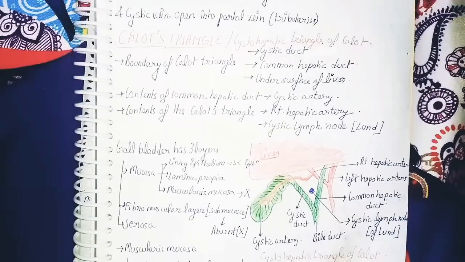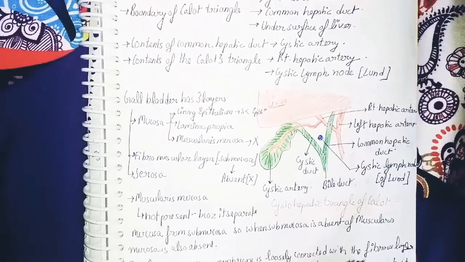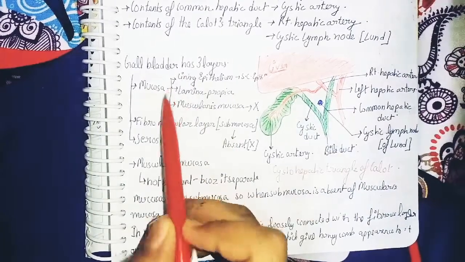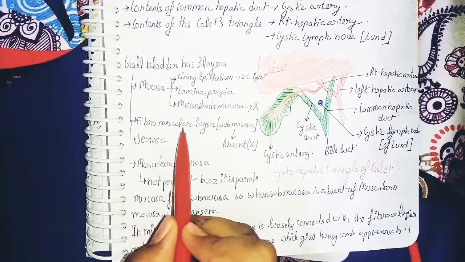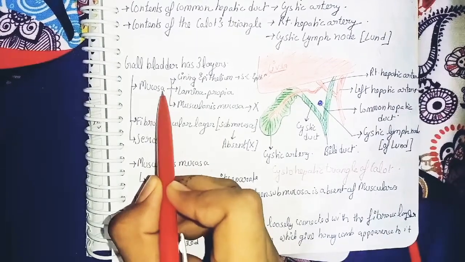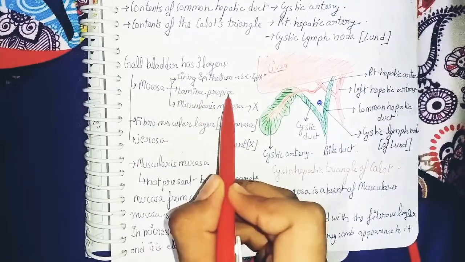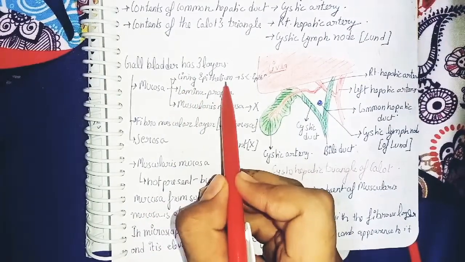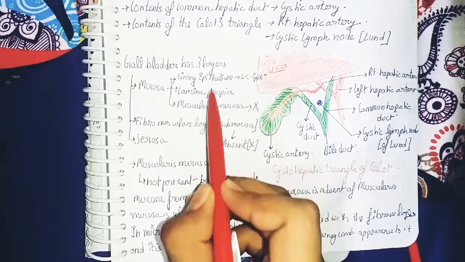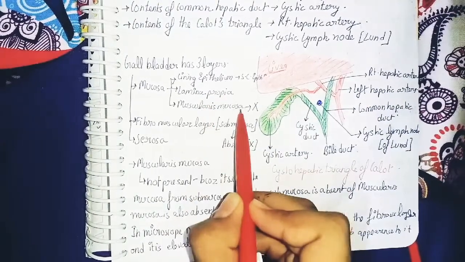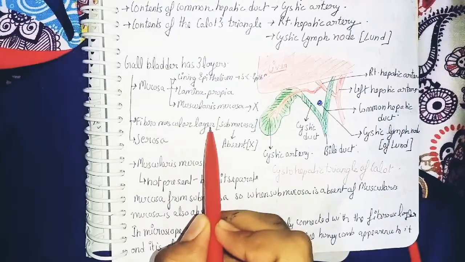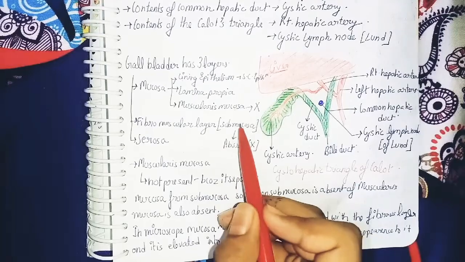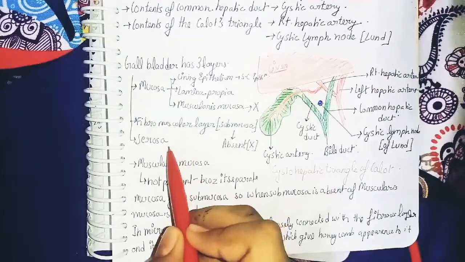Now coming to the various layers of the gallbladder. The gallbladder has three layers: mucosa, fibromuscular layer and serosa. Usually the mucosa has lining epithelium, lamina propria and muscularis mucosa. But in the case of the gallbladder, the lining epithelium, as we all know, is simple columnar epithelium. Lamina propria is also present, but muscularis mucosa is absent. The fibromuscular layer is present but submucosa is absent, and then the serosa.